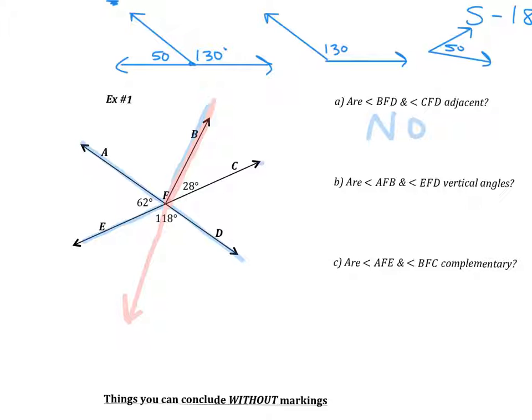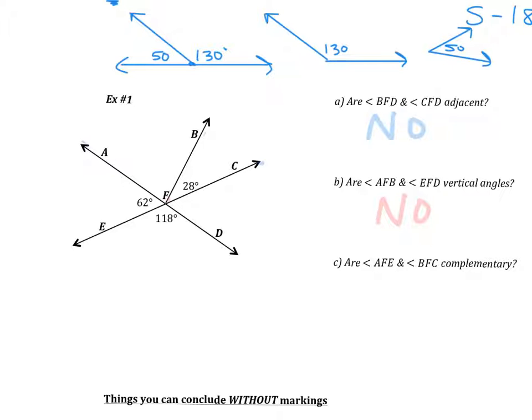Do you see vertical angles in here? There are vertical angles, right? We could say that this angle here with this angle over here, those are vertical angles, but these two are not. Okay? All right, last one here.